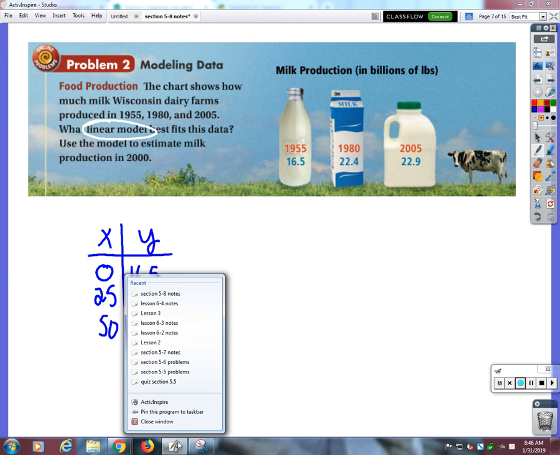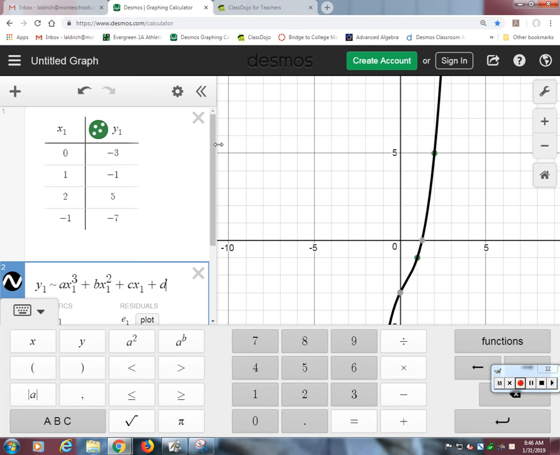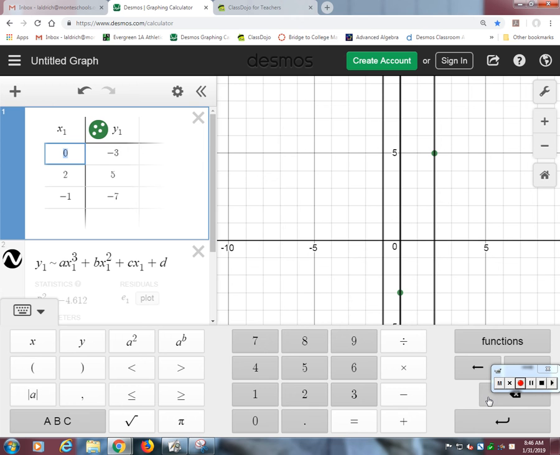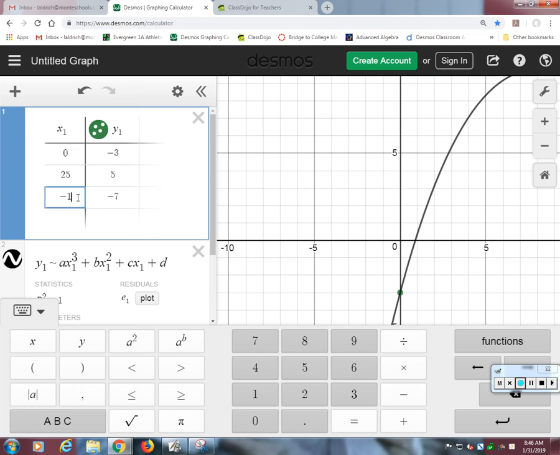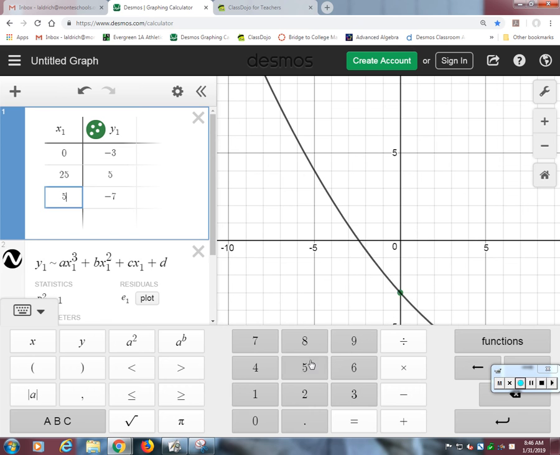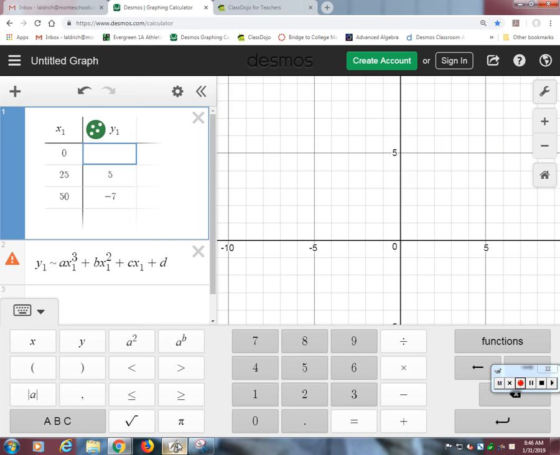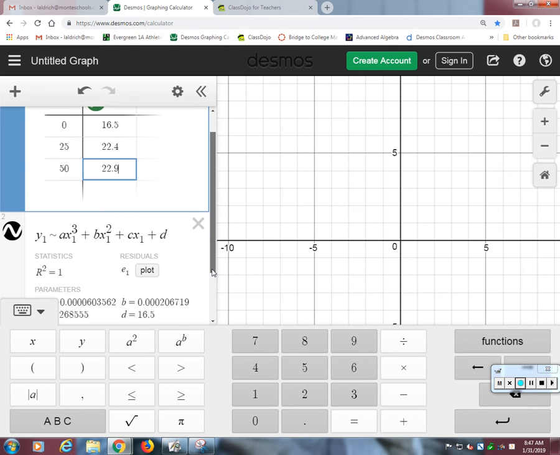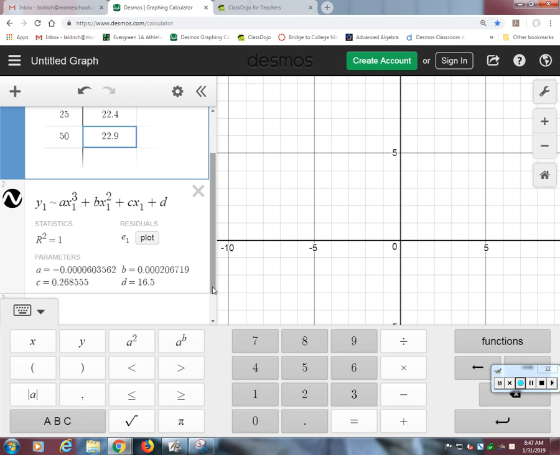And again, it's best if we keep using the same table in Desmos and just change it instead of making a new one, because if you make a new one, then you have to change these all to be x2 and y2, and that's kind of a pain, okay? So just leave the same table, change the values that are in there. 16.5, and then 22, yeah, the last one was 50, I believe. Okay, and then 22.9.